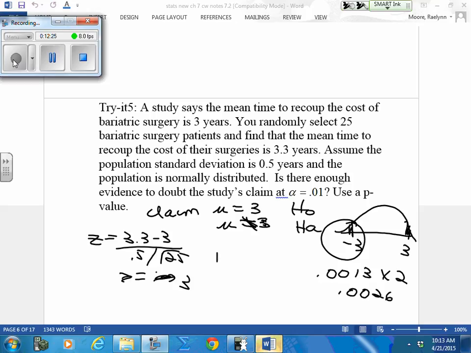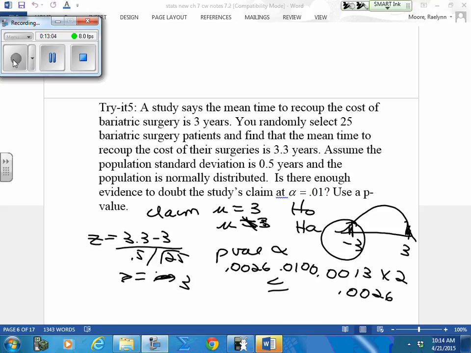Okay, so now, compare your p-val to your level of significance. Don't forget to fill it in. And this is less than or equal to. So when your claim is your HO, and you're less than your level of significance, what's your decision? Reject HO. There's enough evidence to reject the claim that the mean recoup time of your surgery is 3 years. You got to make sure you have that interpretation.